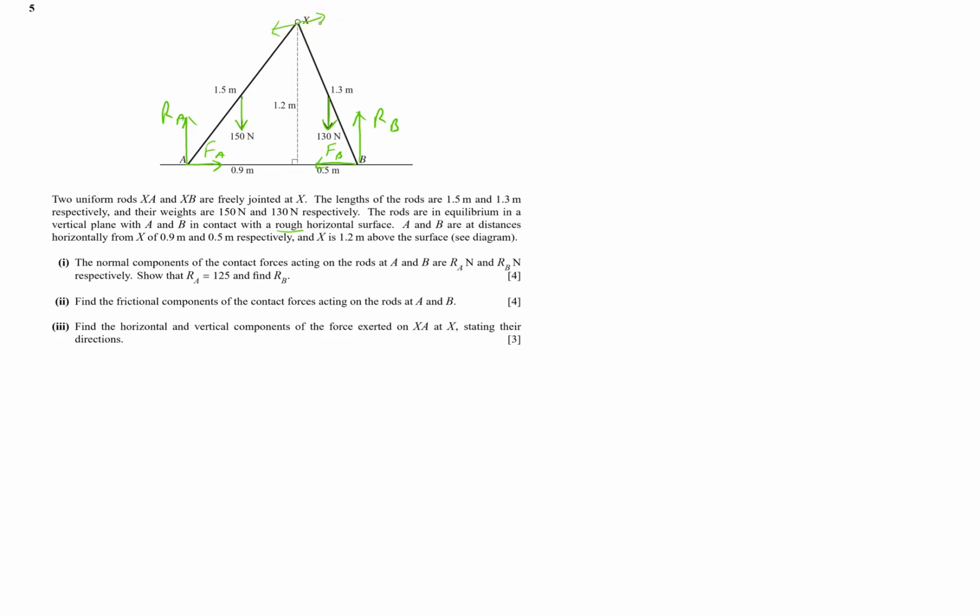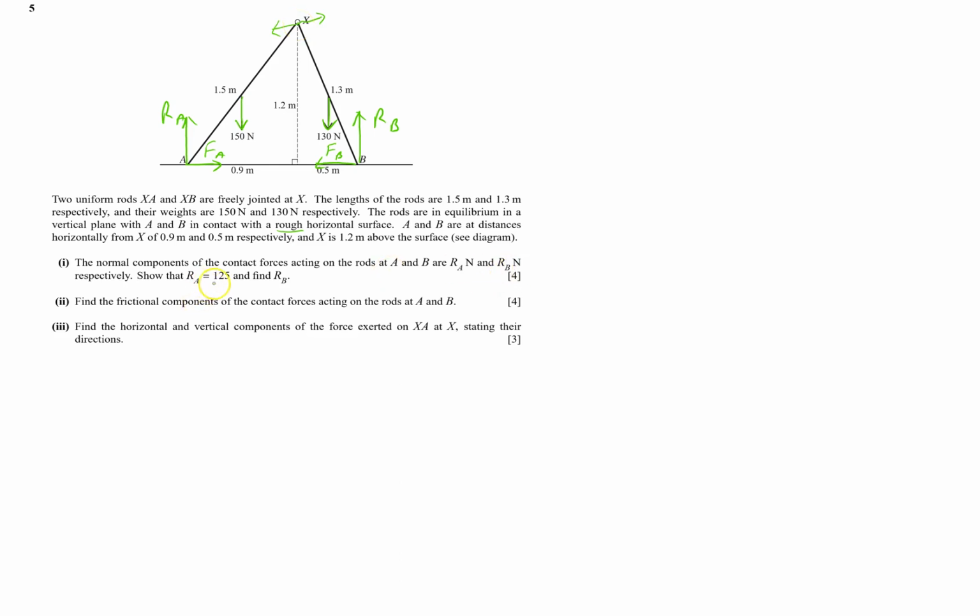So that says that if I'm going to take moments of the whole object, then I'm going to get rid of that because they'll be equal and opposite, and so I don't need to consider the internal forces. But if I'm going to take moments for one of the rods or the other rod, I will want to take moments about here, because then I don't have to worry about that, because both those forces go through that point at X. So that's the first thing.